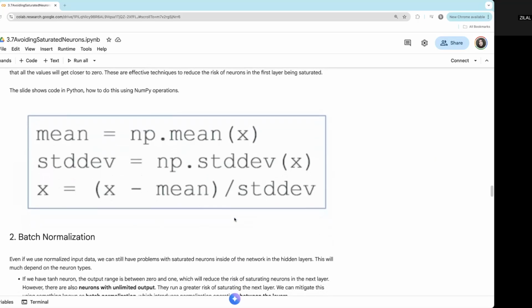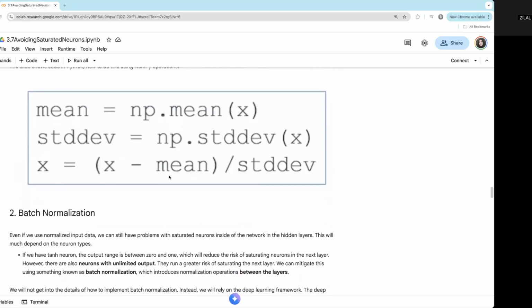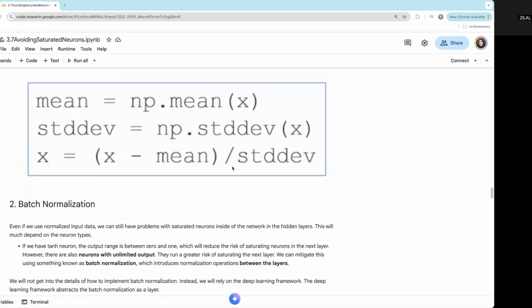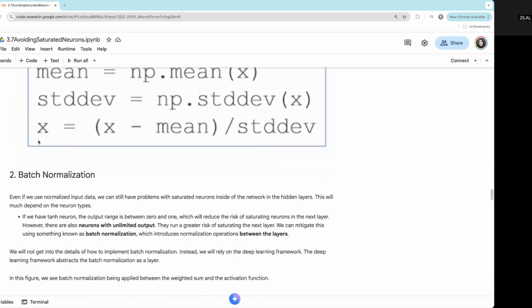This slide shows code in Python how to do this using NumPy operations. We just call .mean and then .std for standard deviation. And here we subtract the mean and then divide it by the standard deviation. The output will be standardized.